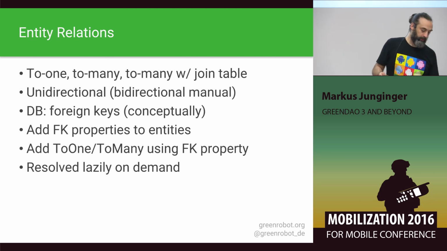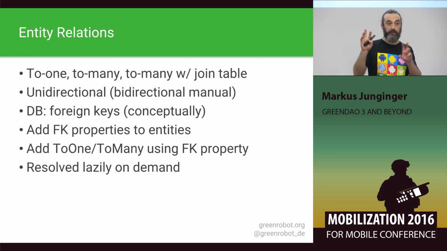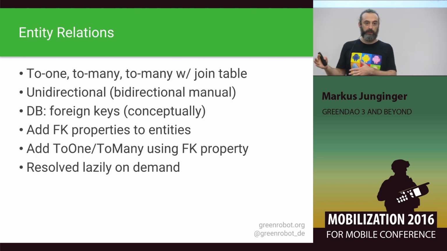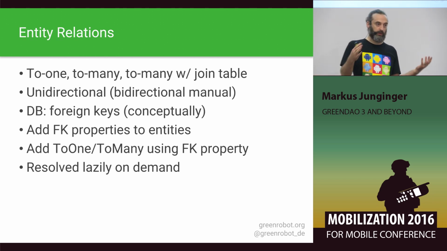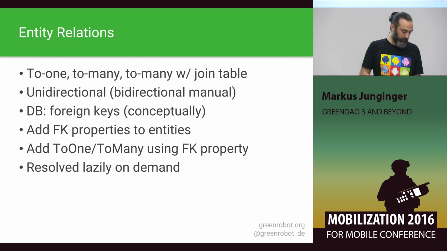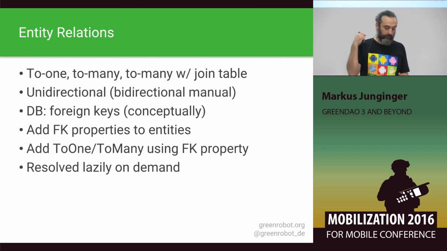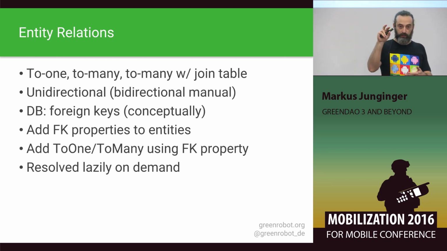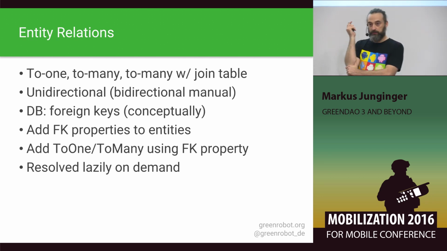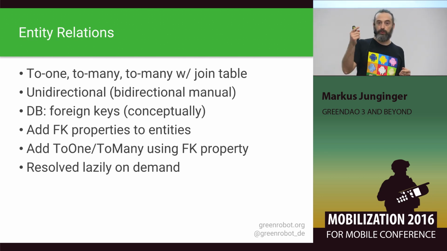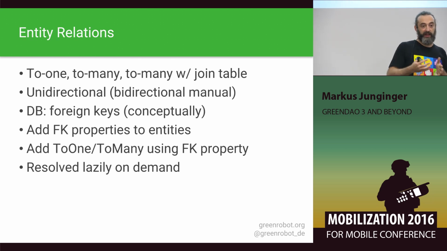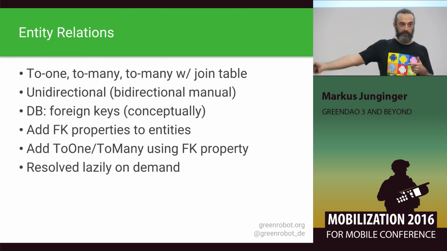So it works like this: you define some foreign key properties. It doesn't have to be real foreign keys in the database, but that's just the concept. And with those, you can tell greenDAO, use this foreign key to resolve this object. And those are resolved lazily. So you will get just a getter, for example, get address. On the first call to get address, it will query the database.